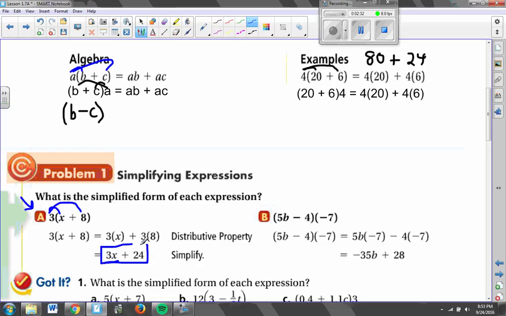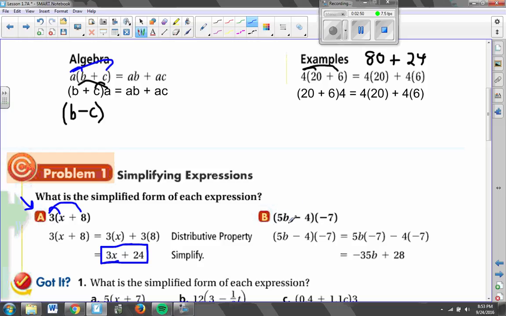There are now no parentheses, and if we had a value for x, we could simplify very easily. Okay? So what we're doing is really rewriting things with no parentheses, especially when we have variables involved.